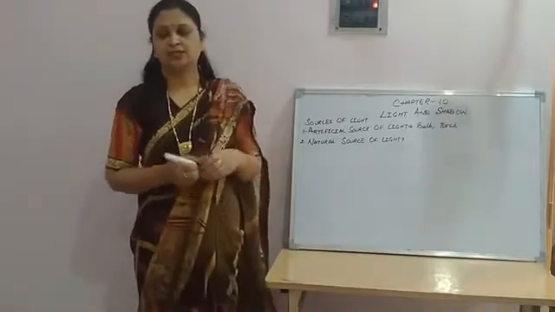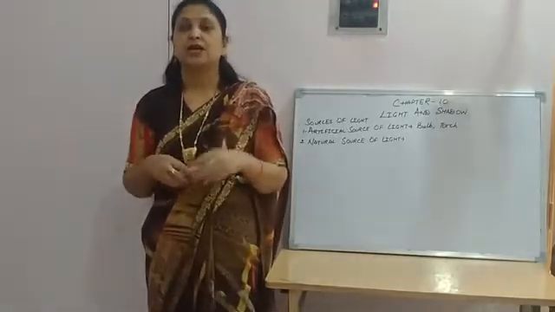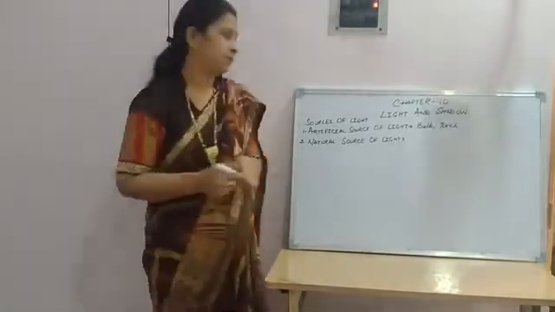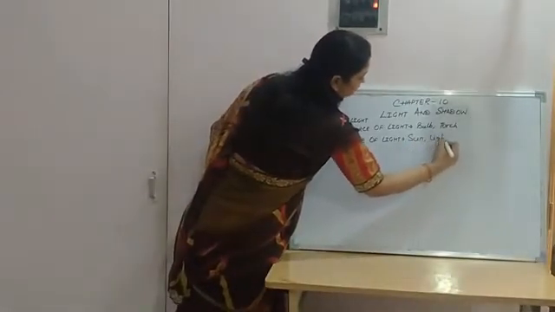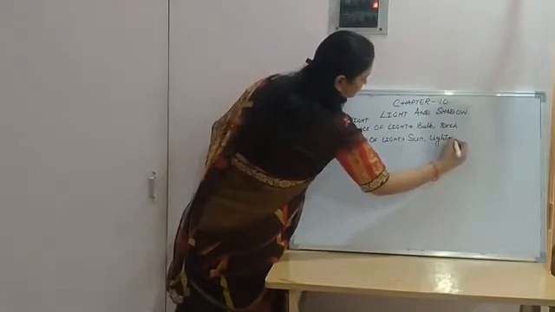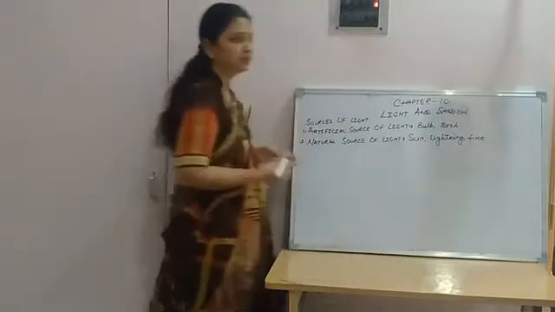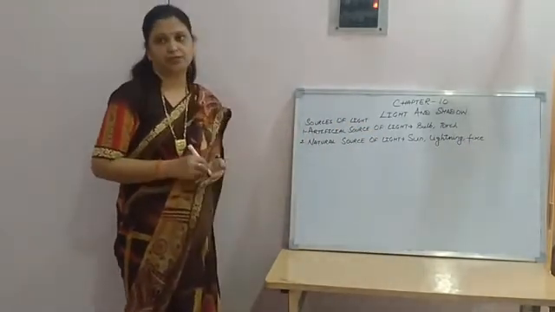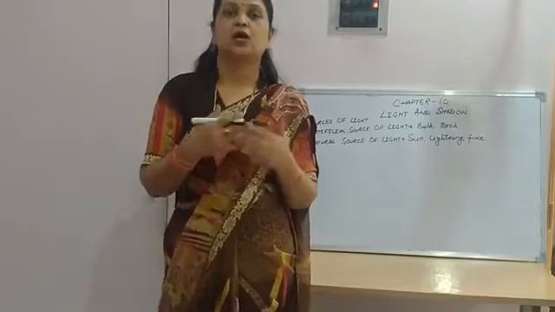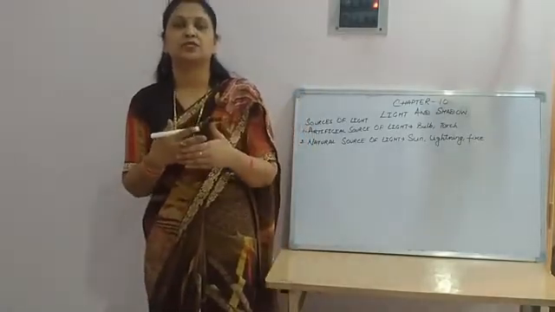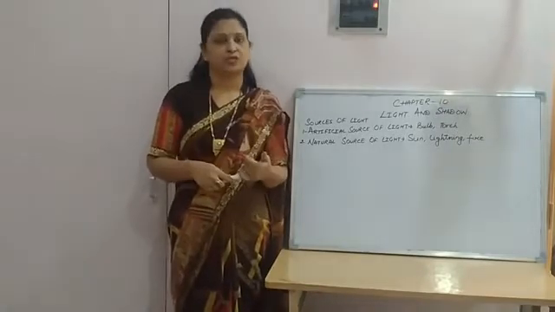Natural sources of light are the lights that are created naturally. The examples are star, lightning, sun, fire. These are the natural sources of light. Then I explained to you about the objects, luminous and non-luminous objects.